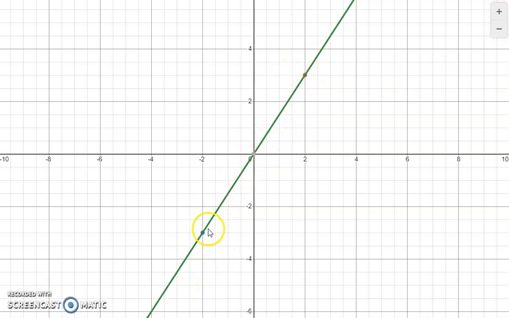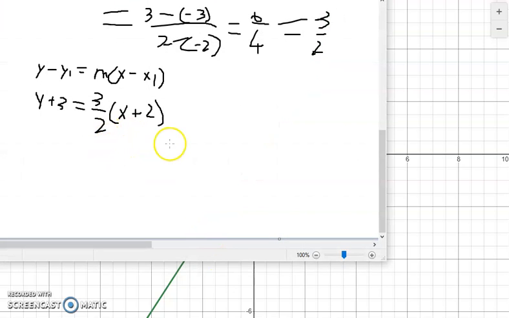And if you wanted to express the slope in terms of rise over run, the rise would be 1, 2, 3, 4, 5, 6, and then your run would be 1, 2, 3, 4. 6 divided by 4 is 3/2. So that is the point-slope form of a line.